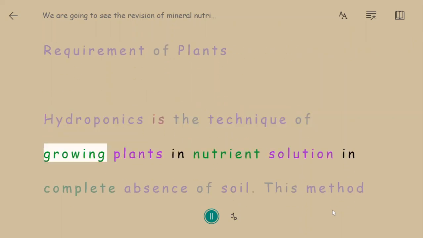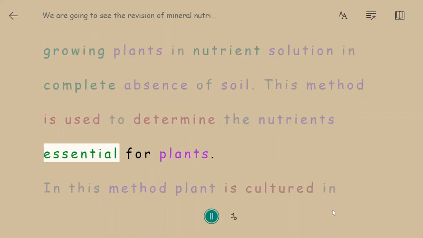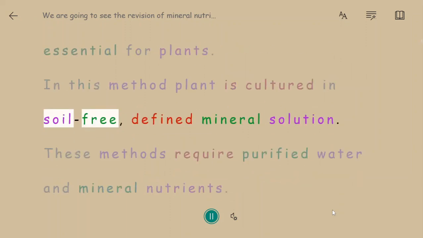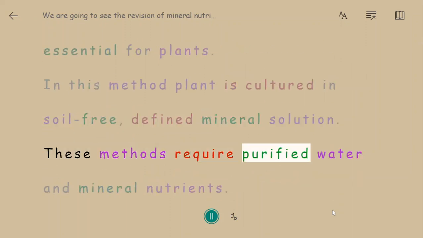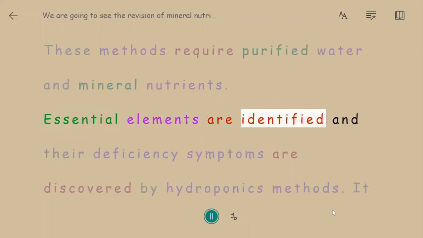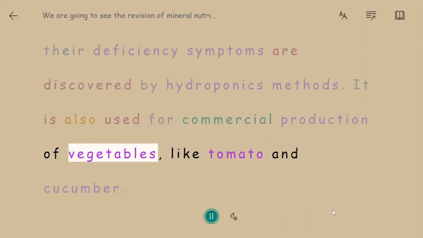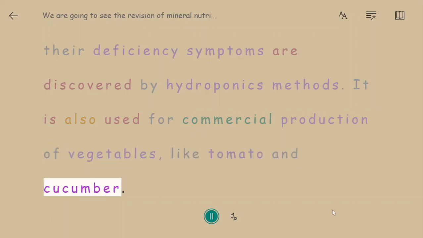Hydroponics is the technique of growing plants in nutrient solution in complete absence of soil. This method is used to determine the nutrients essential for plants. In this method, the plant is cultured in soil-free, defined mineral solution. These methods require purified water and mineral nutrients. Essential elements are identified and their deficiency symptoms are discovered by hydroponics methods. It is also used for commercial production of vegetables like tomato and cucumber.